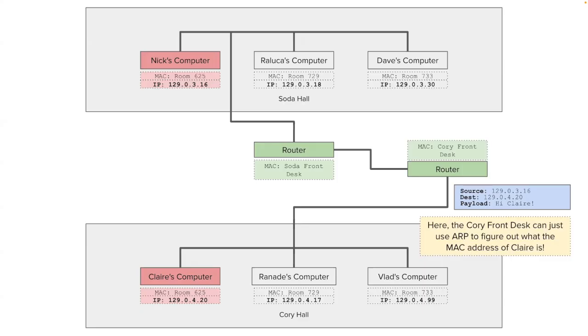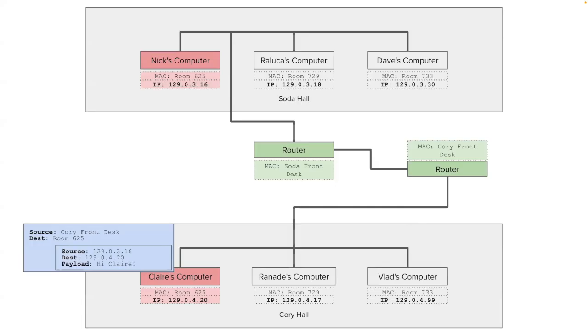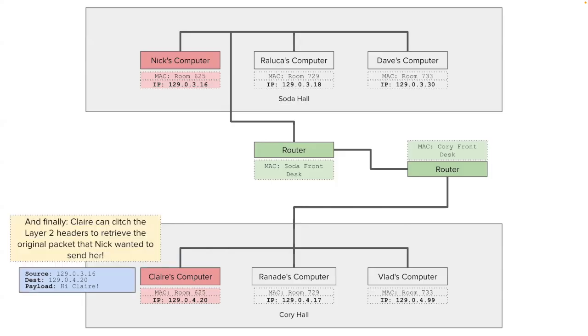In this case, the Quarry front desk can just use ARP again to figure out the MAC address of Claire, because now they're in the same local area network, and then wrap this message with the right destination, which is room 625, and broadcast to the entire LAN. And finally, Claire sees this message and accepts it because the destination is indeed 625.